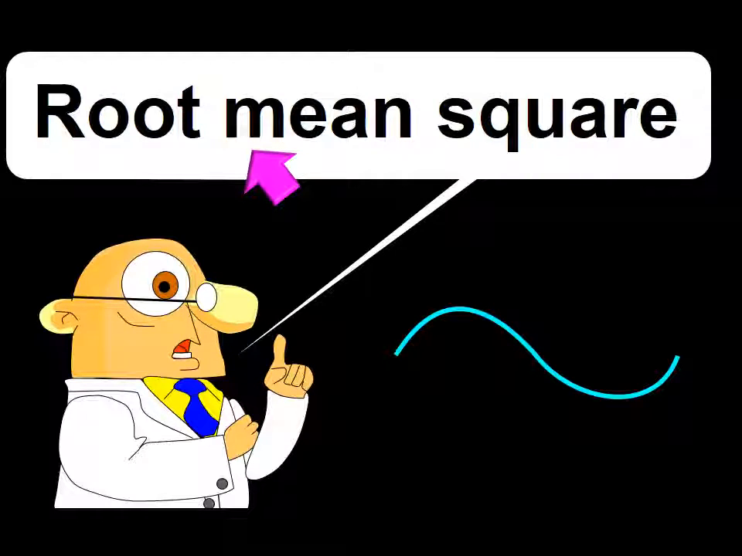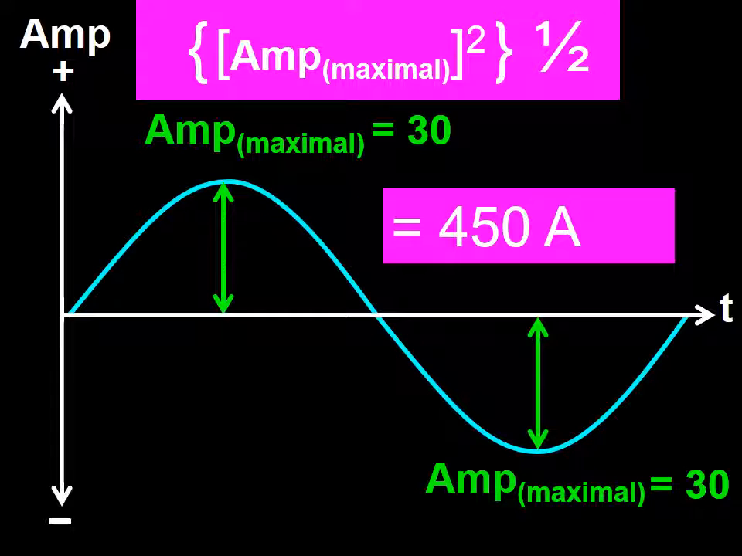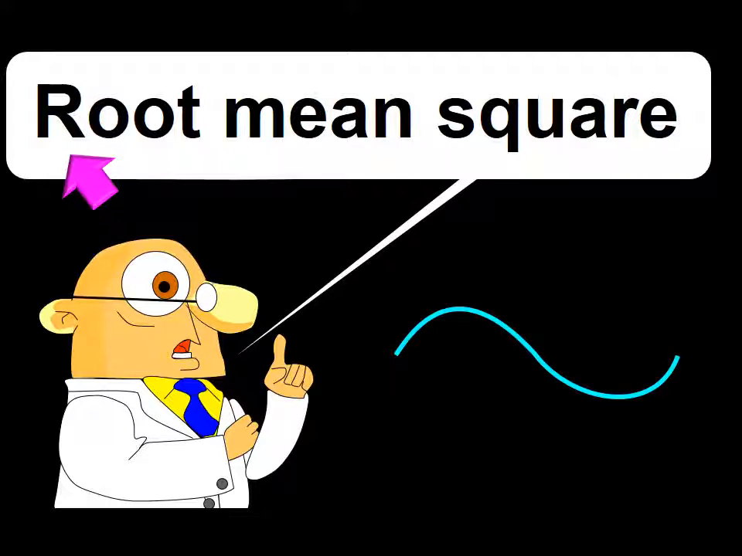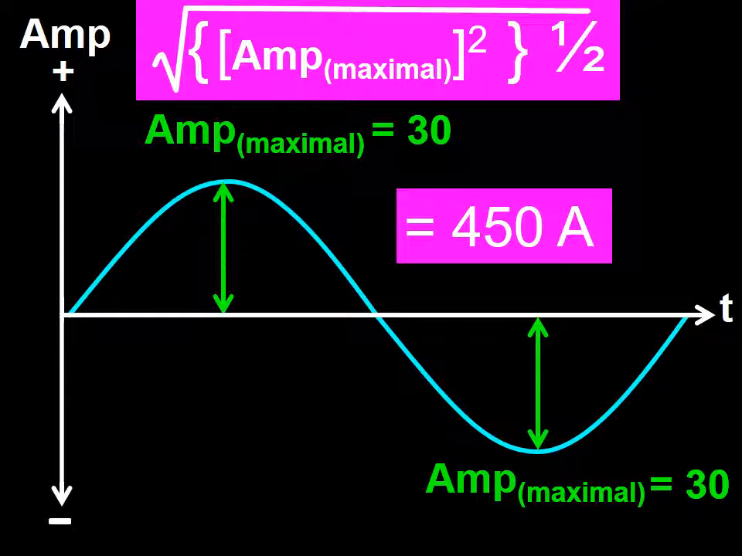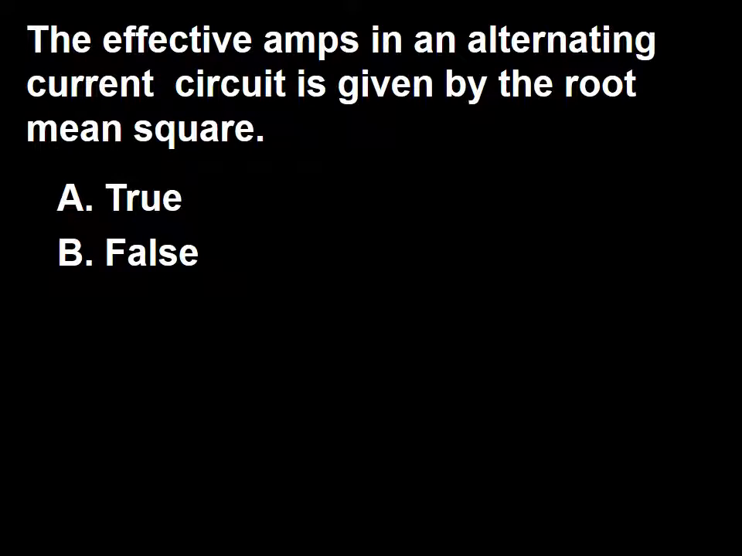Then we find the mean by dividing this number by 2. So we will end up with 450 amps. And then we determine the square root. The square root of 450 is 21 amps. Again, the proportion between root mean square and amp max is about 0.7. So the answer to this question is A, true.